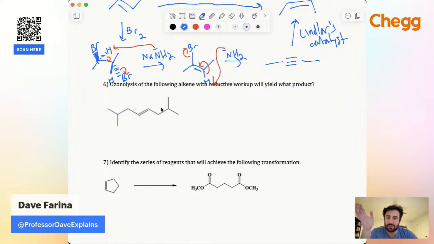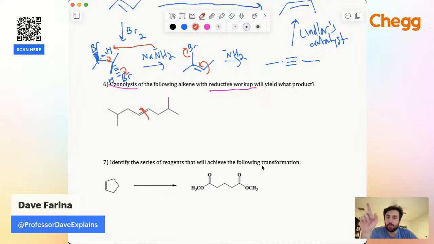So ozonolysis of the following alkene with reductive workup. So let me get rid of some of this. Yeah, we don't need that anymore. So we have reductive workup. We have ozonolysis. What are we going to get? So what does ozonolysis do? Ozonolysis cleaves alkenes. So here we have a double bond. Ozonolysis is going to break that double bond and pull these fragments apart. And the carbons that were participating in the pi bond are now carbonyl carbons.